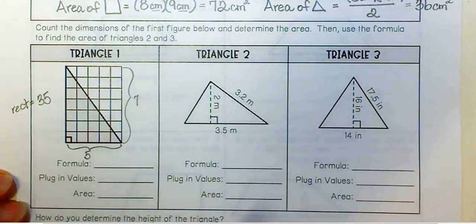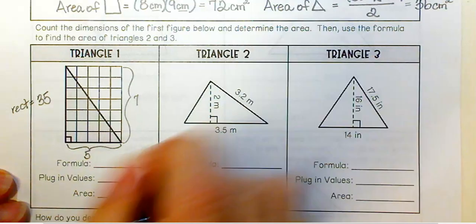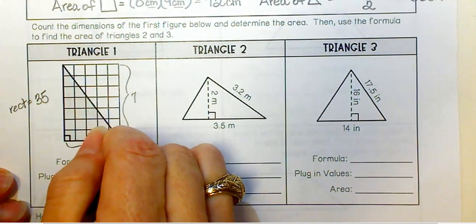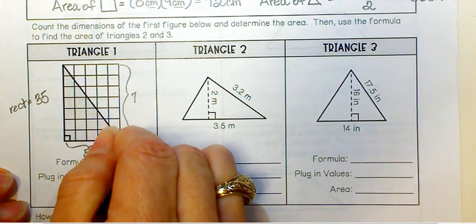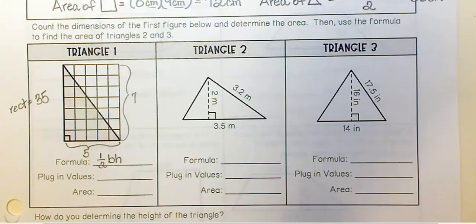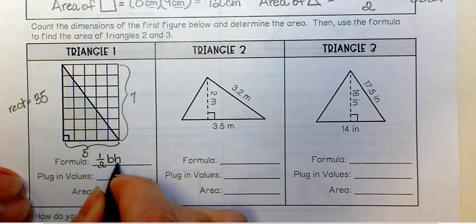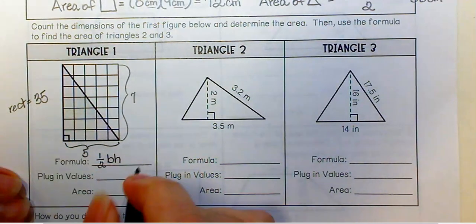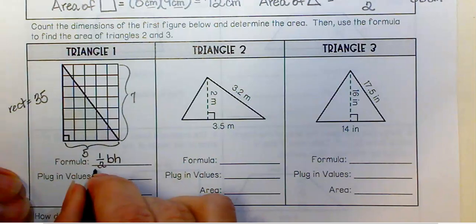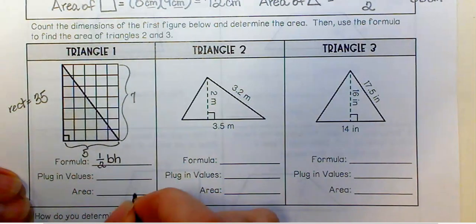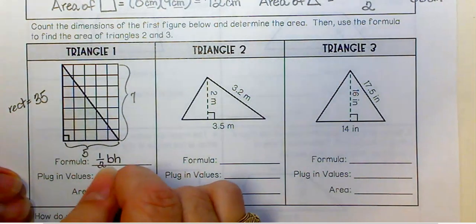What is the formula for the triangle? Remember that the formula for a triangle is going to be 1/2 of the base times the height, or you can say base times height divided by 2. We already know that base times height is 35. So basically, we take 35 and say times 1/2, or 35 divided by 2.